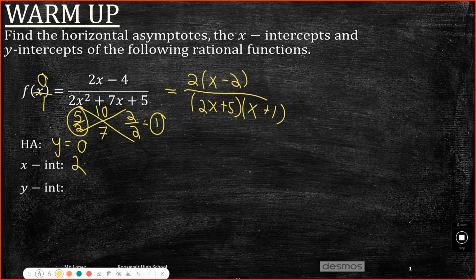How do we find the y-intercept? Anybody? Set x equal to 0. So then this is going to go away, this is going to go away, this is going to go away. It's going to be what? Negative 4 over 5, no?